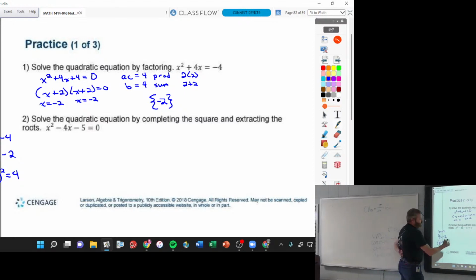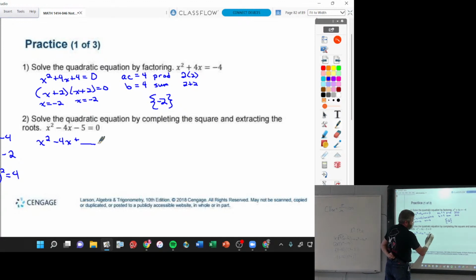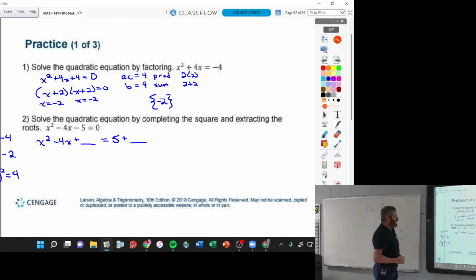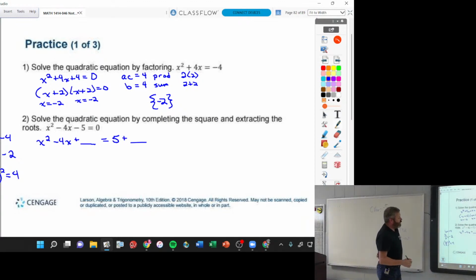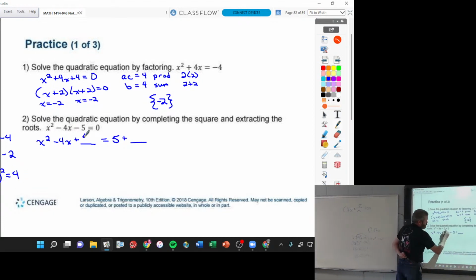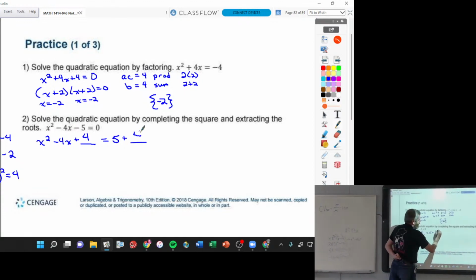So to complete the square, I'm going to have x squared minus 4x, and I'm going to leave a space to add something to it, equals, and I'm going to move that 5 over to the other side. But because I added something to the left side, I have to add something to the right side. So what do I have to add to complete the square? I've got to add half of b squared, which is 4. So if I add 4 to the left side, I add 4 to the right side.